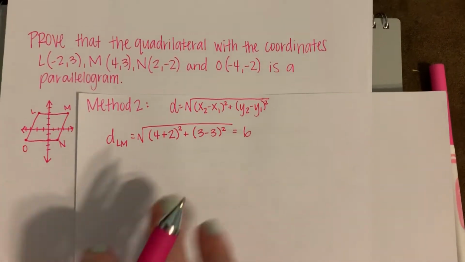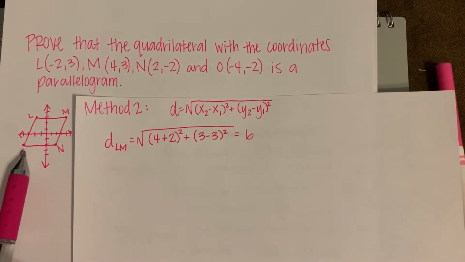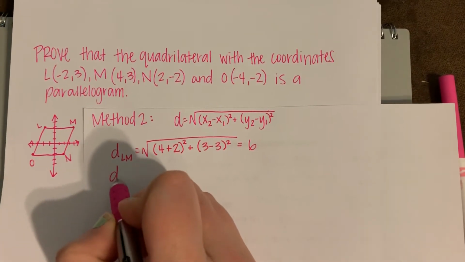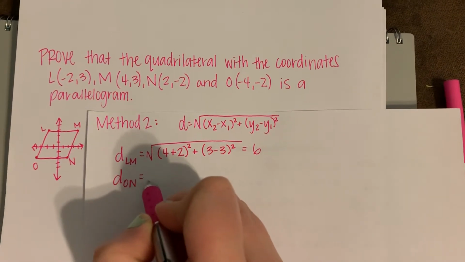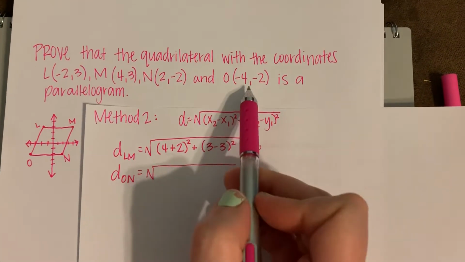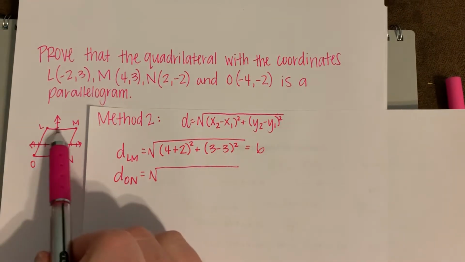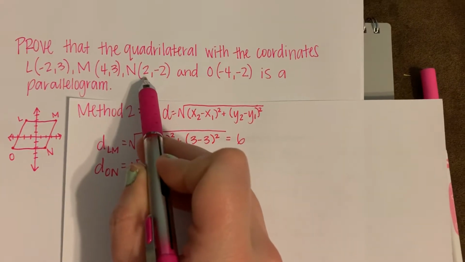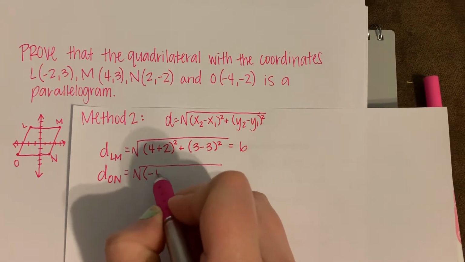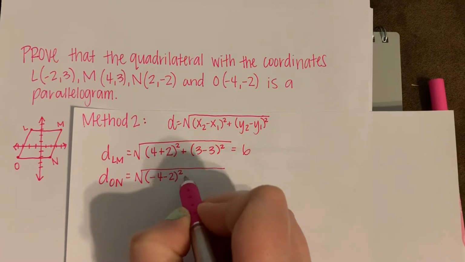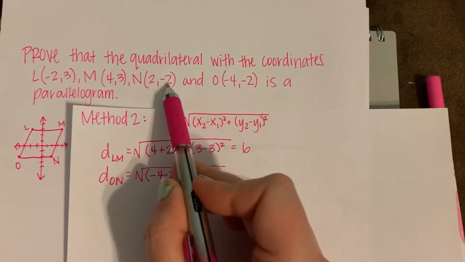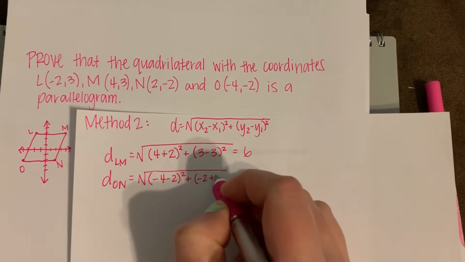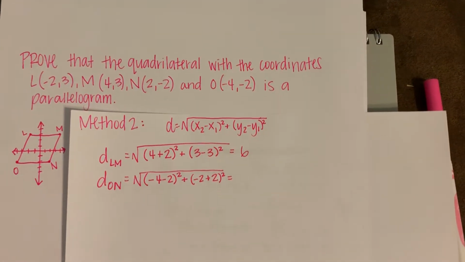Okay, the side that is opposite that better be congruent if I'm going to prove that it's a parallelogram. So the next side I'll do is ON. Same distance formula. I'm using these 2 points now because that's the side that's opposite LM. x2 minus x1 squared would be negative 4 minus 2 squared, plus y2 minus y1, negative 2 minus a negative 2, so plus 2 squared.